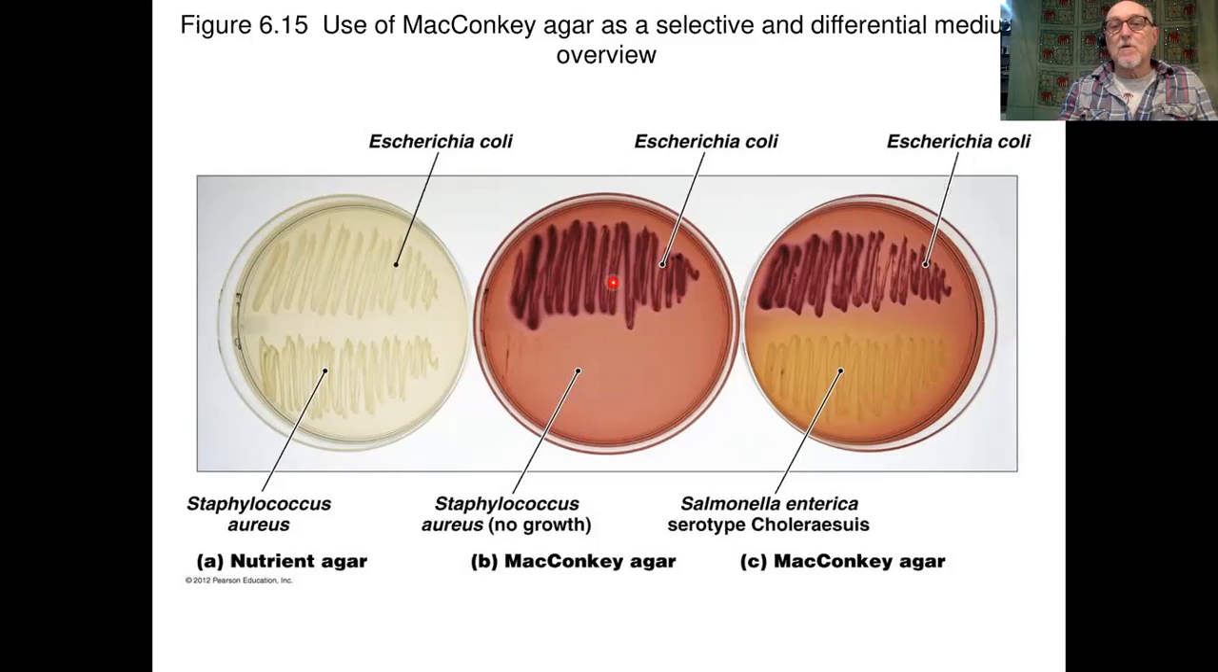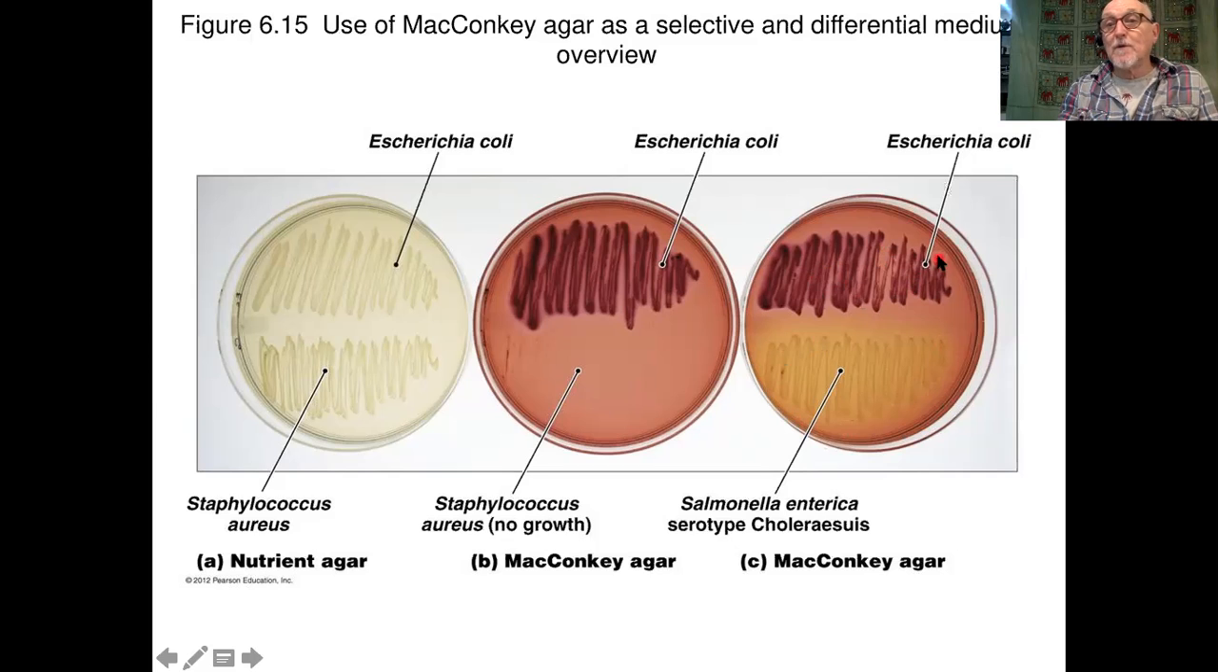But MacConkey's is also differential because it contains a sugar, lactose. And when lactose is fermented, it turns the medium yellow. This E. coli here is unable to ferment that lactose in this medium, and it remains this dark color. Salmonella enterica is able to ferment, and it turns the medium yellow. So there's a differential feature to MacConkey's.